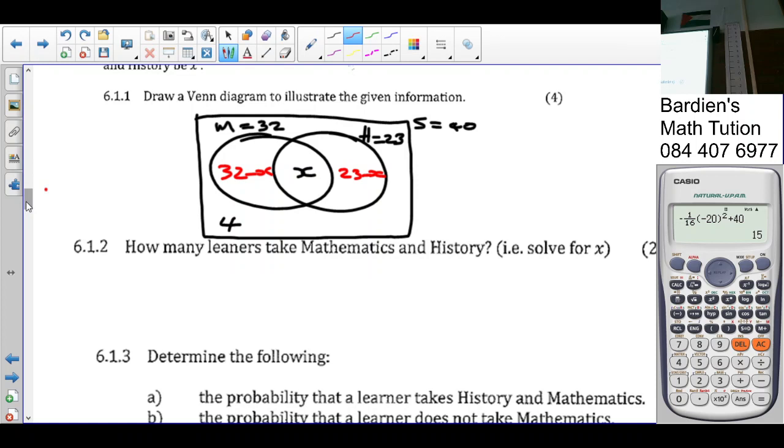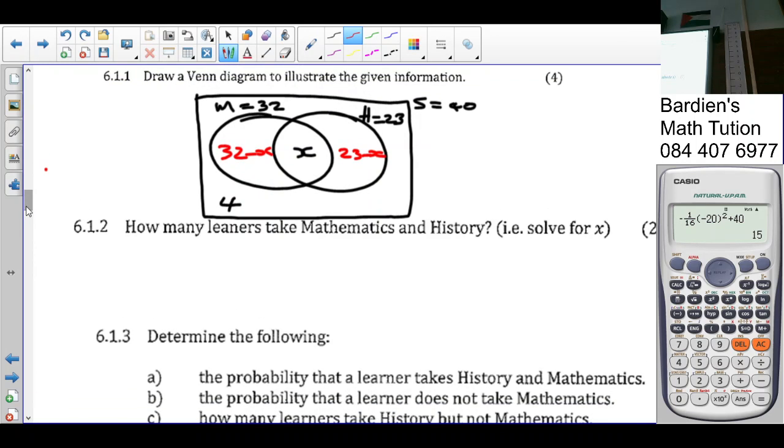The next question says, how many learners take mathematics and history? In other words, they want you to solve for x. So how do we solve for x here? We say 32 minus x plus x, which is that whole set there, which is 32. Not so? Plus 23 minus x plus 4 equals 40. Not so? Or you could have said 32 minus x plus 23 minus x plus x plus 4 equals 40. Same thing.